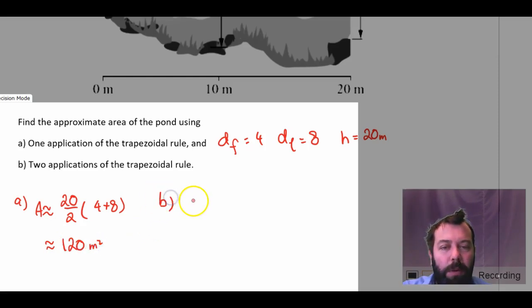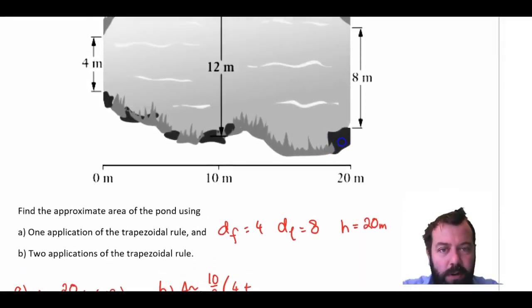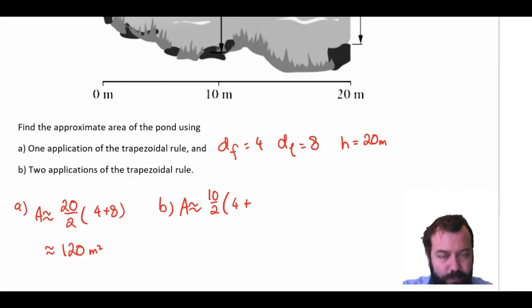But for B, 2 applications of the trapezoidal rule, I'm going to say that my area is approximately equal to, I'm going to do the left and the right trapezia. So h this time drops down to 10. That's how far apart our measurements are. So it's 10 over 2 outside of, I need to have a closer look at my diagram, 4 plus 12.